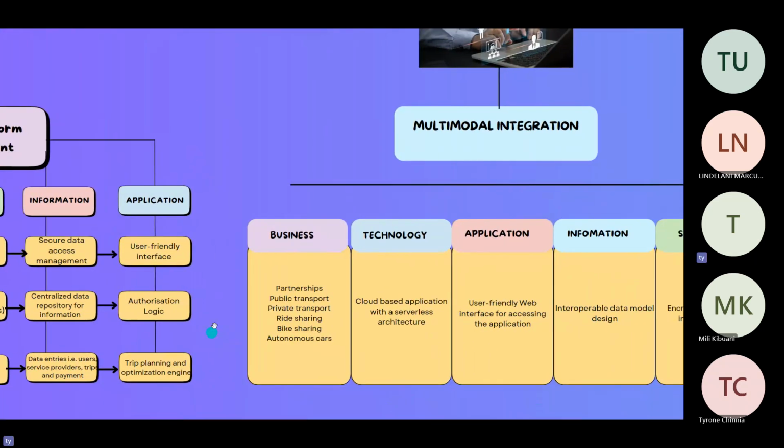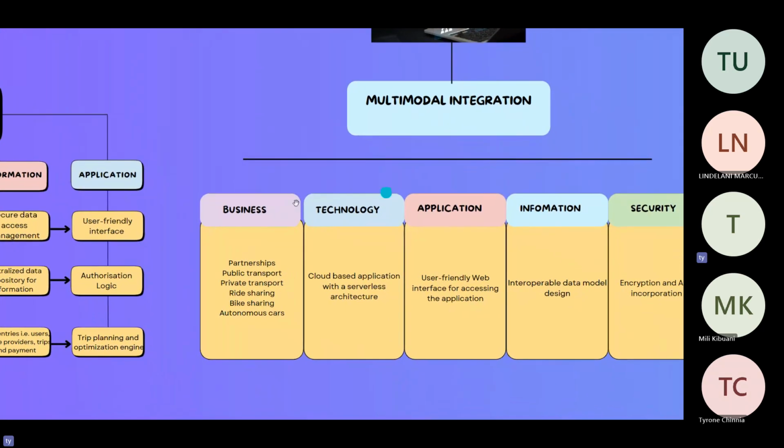Cool. So next, I'll just be going over the multimodal integration. From a business architecture perspective, we need to ensure that there are partnerships with public transport, private ride sharing, bike sharing, and autonomous cars. Then from a technology architecture perspective, we would need to leverage cloud-based applications with a serverless architecture. This would be done to ensure that we get the most benefit in order to work on the different items and ensure that our system works correctly.